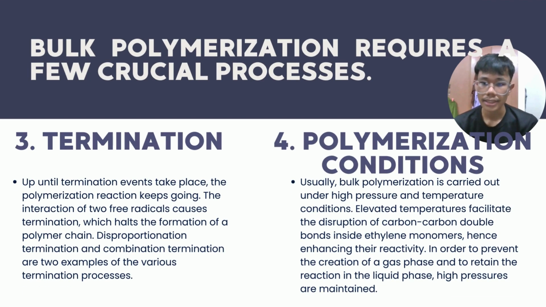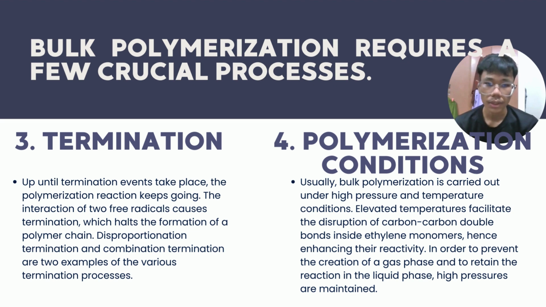The third one is termination. The polymerization reaction keeps going until termination events take place. The interaction of two free radicals causes termination, which halts the formation of a polymer chain. Disproportionation termination and combination termination are two examples of the various termination processes.